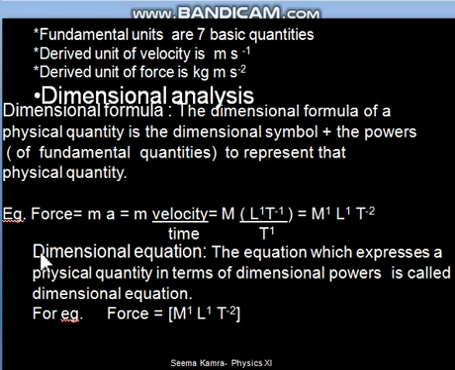Now the second term we can understand here, that is the dimensional equation. Equation means an equal sign should come. Whatever quantity is given and whatever its dimensional formula is, if we write it in the form of an equation, containing an equal sign, then it is said to be the dimensional equation.